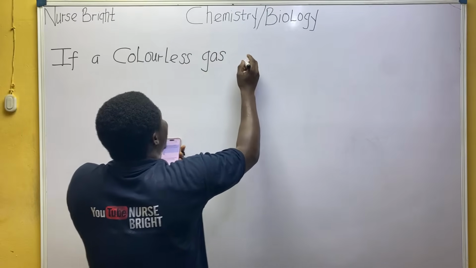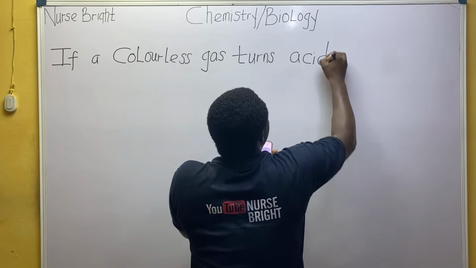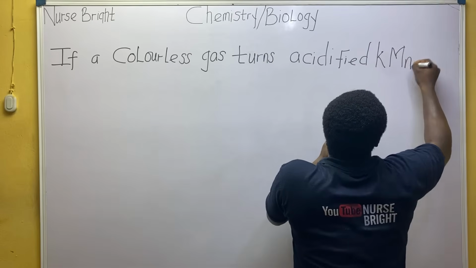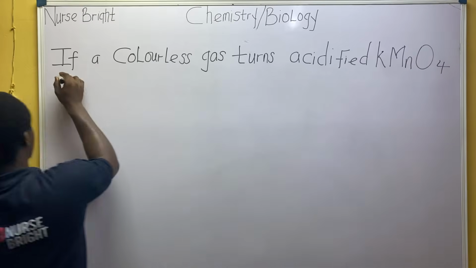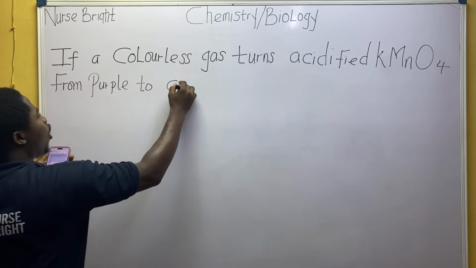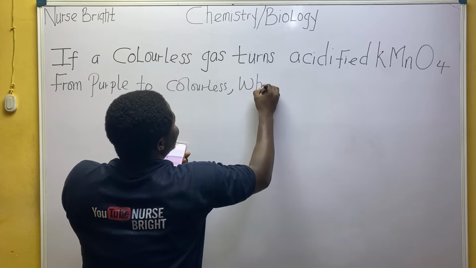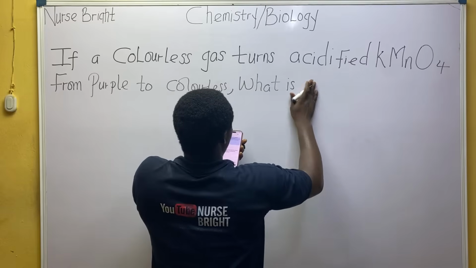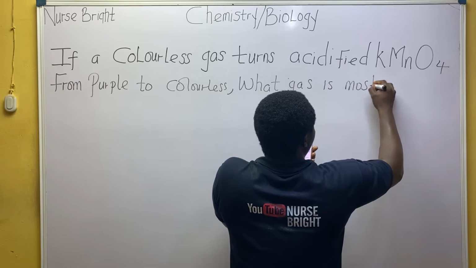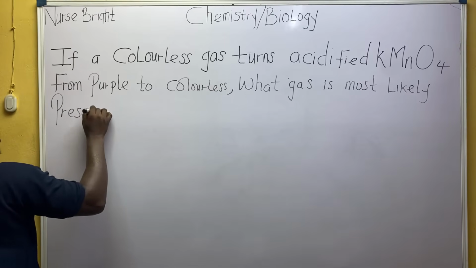So it says, if a colorless gas turns acidified KMnO4 from purple to colorless, what gas is most likely present? Everybody listen and listen well.